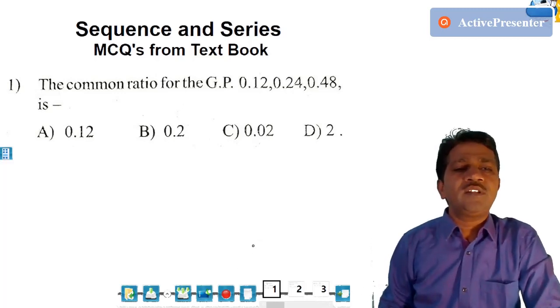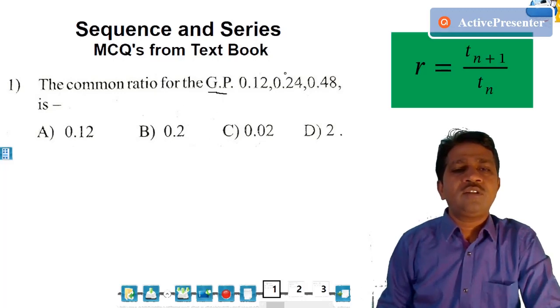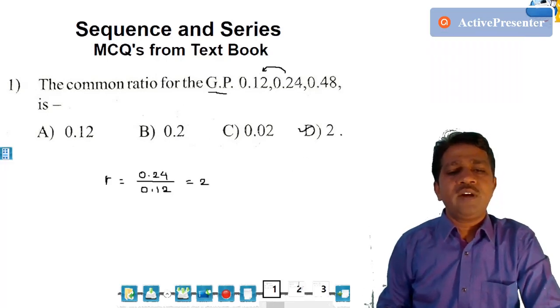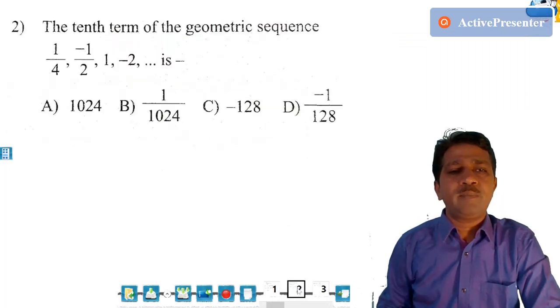So let us see the first question. It is asked to find the common ratio of the GP. It is given that it is a GP, so it is a simple question. The common ratio of the consecutive terms is denoted by R, and it is nothing but the ratio of the second term to the first term, and clearly it comes to be 2. So that is the answer, option D. Okay, we got this. Let us see now the second example.